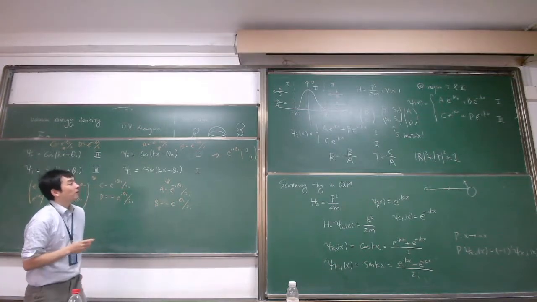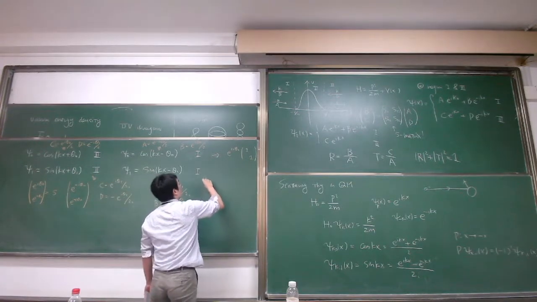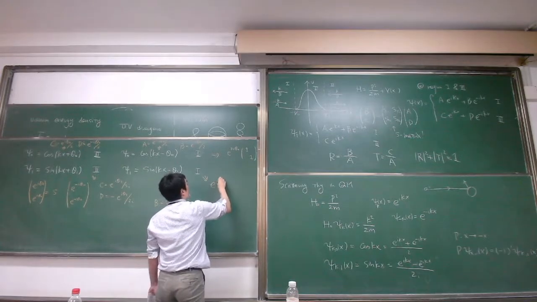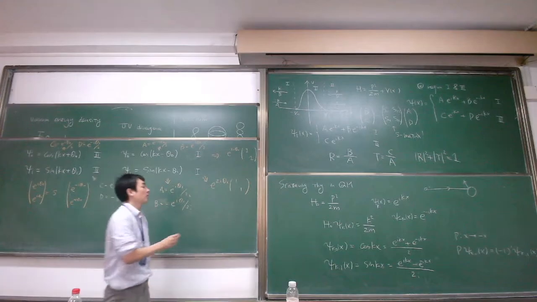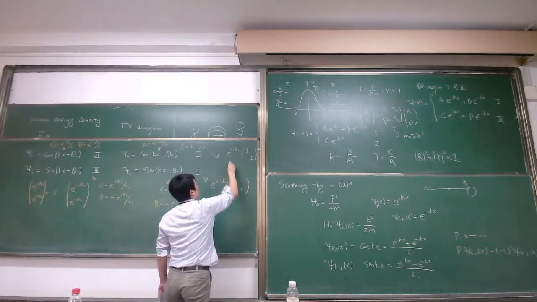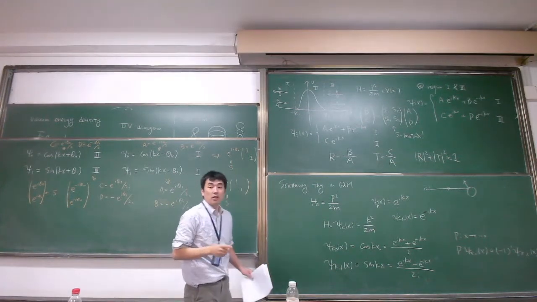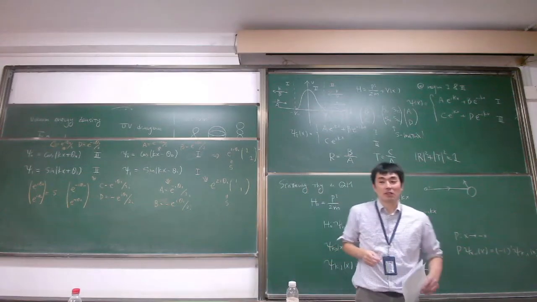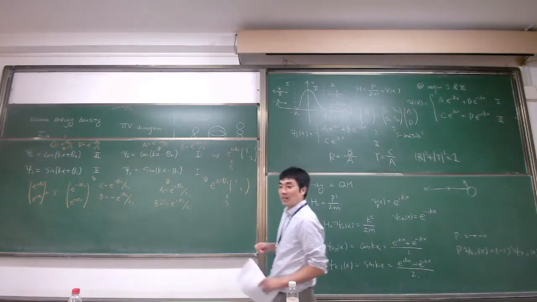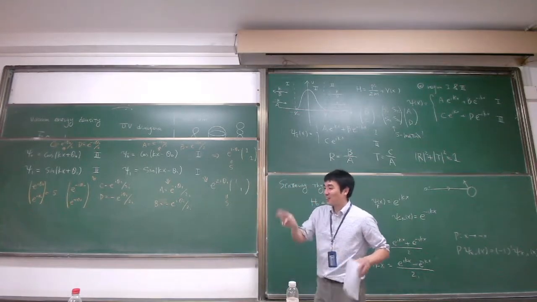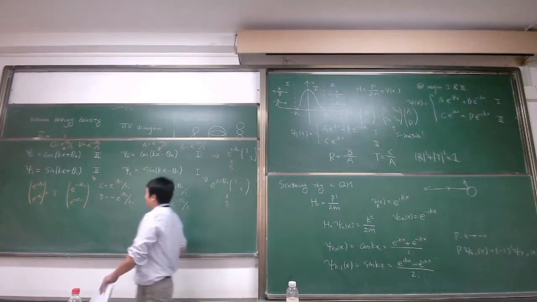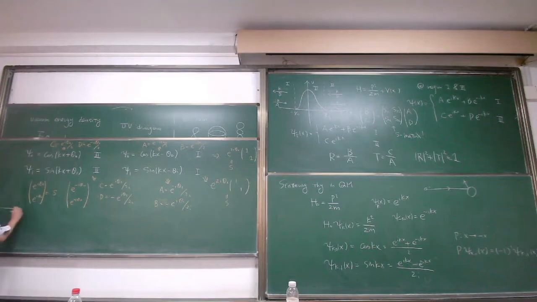Okay, so therefore, the scattering amplitude should be e to the 2I theta 1 and 1 1. Do you agree with that? This is the scattering matrix S. Do you agree? Sorry, I'm also tired, and you guys are also tired, I guess.